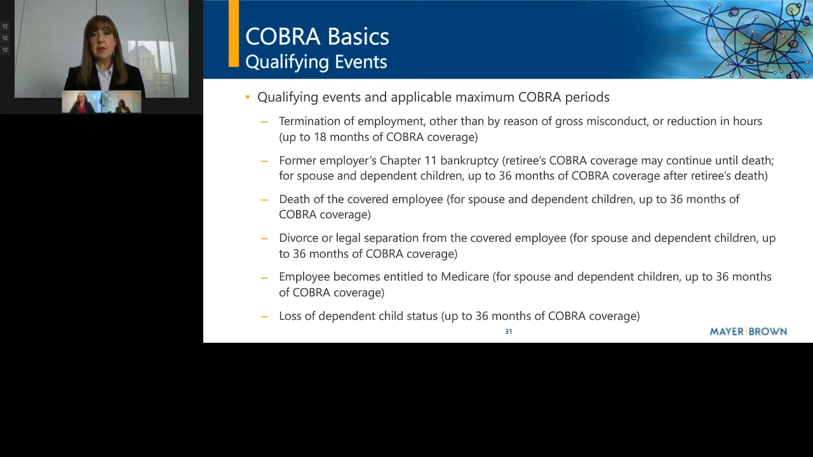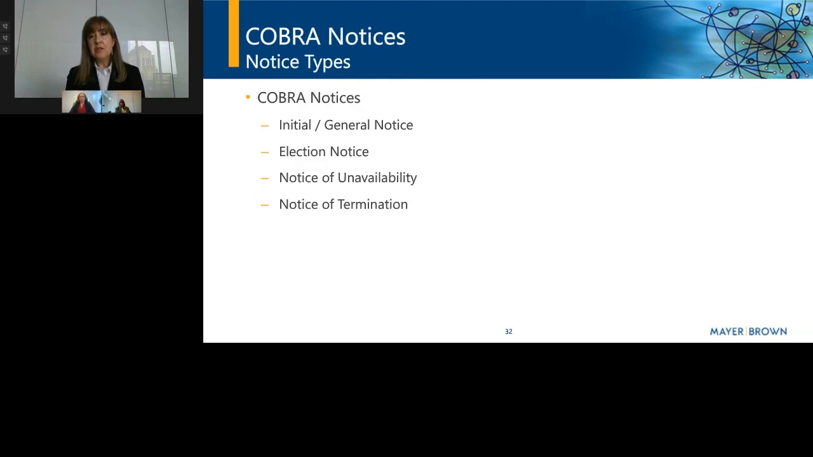Again, with the possibility that you can be in the midst of an initial COBRA period and then have a secondary qualifying event that enters the picture with an extension of that initial COBRA coverage period. So we really want to focus on COBRA notices during this portion of our presentation, but be aware that there are 4 different types of COBRA notices. There's the initial or general notice, there's the COBRA election notice, the notice of COBRA unavailability, and the notice of COBRA termination. We're really going to focus on the first 2 of these types of COBRA notices.